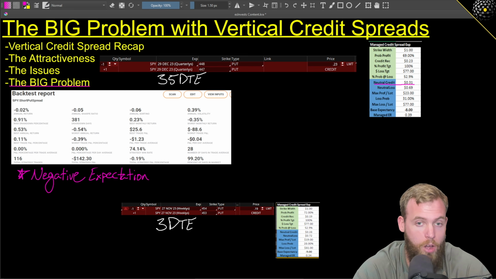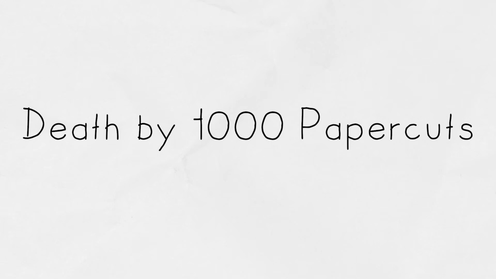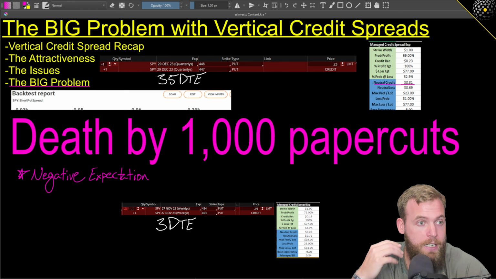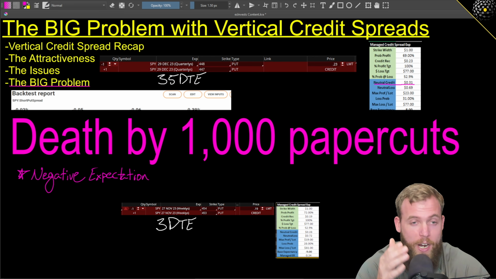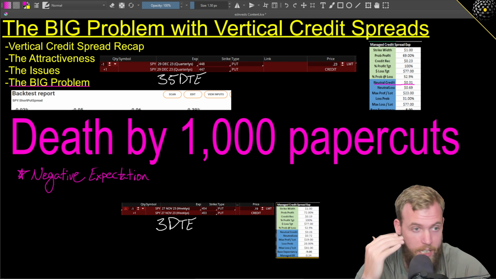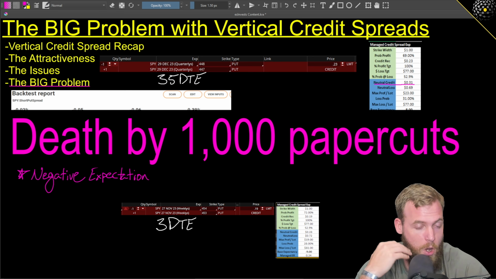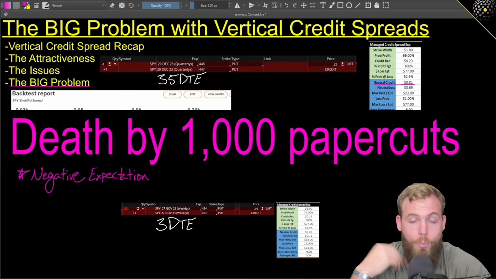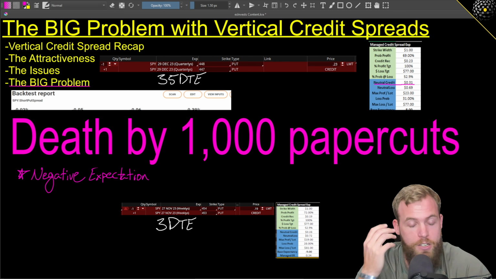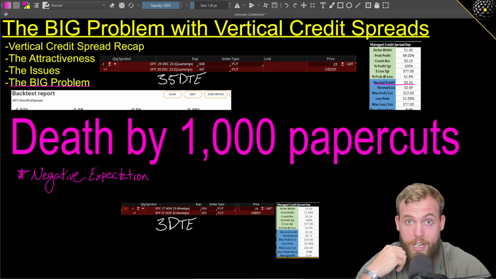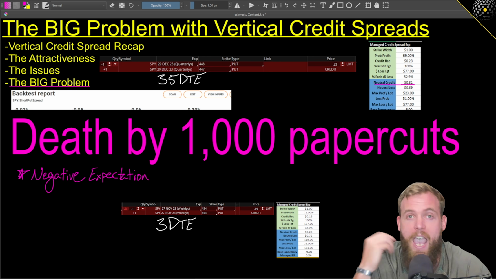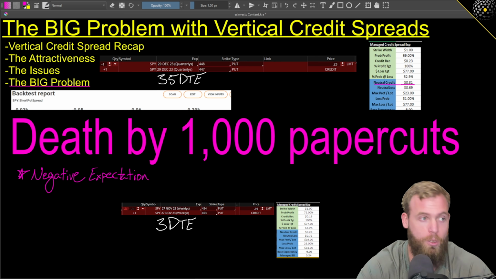So what does this all amount to? Death by 1,000 paper cuts. You're not going to blow up on any one single trade, which is actually a great component to these. However, you're not really going to make any money on them as you're trading them, which is unfortunate because I came across them. They were touted as some sort of really great approach for small accounts. And then I was thinking, oh man, I'm winning a lot. This is great. Then I started looking at the numbers in the long run when I started taking this stuff more seriously. And I was just like, oh shit, I'm not doing anything here other than racking up commissions.